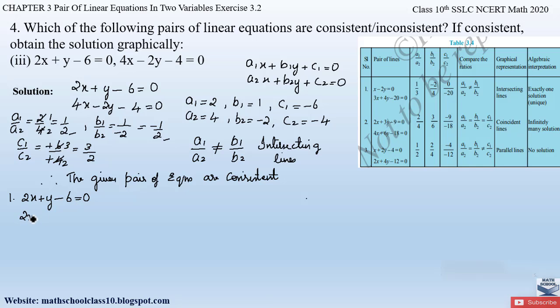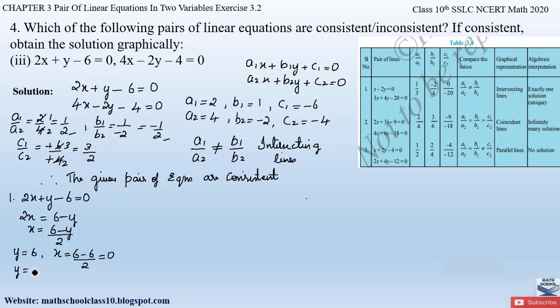So we get 2x will be equal to, this minus 6 will become plus 6 and y will become minus y, and x will be equal to (6 minus y) divided by 2. So now let us substitute for y equal to 6. x is equal to (6 minus 6) divided by 2. So 6 minus 6 is 0. So 0 divided by 2 will be equal to 0.